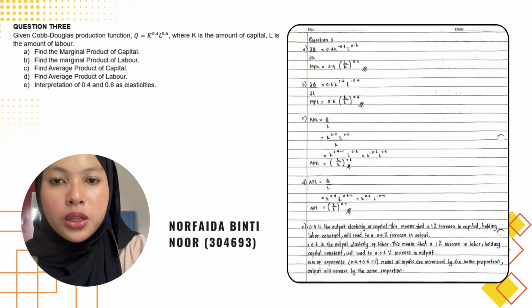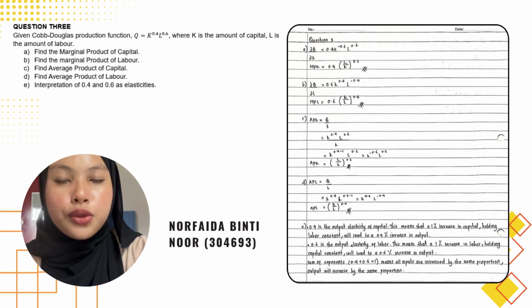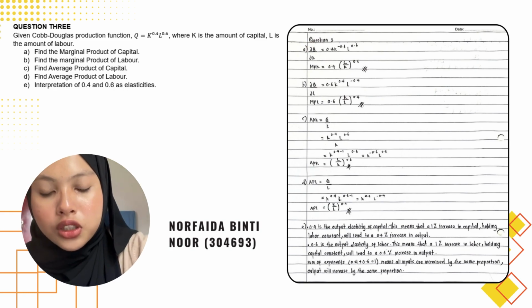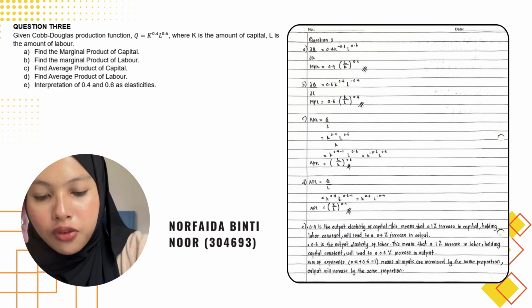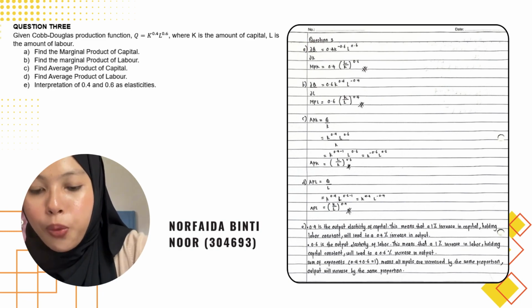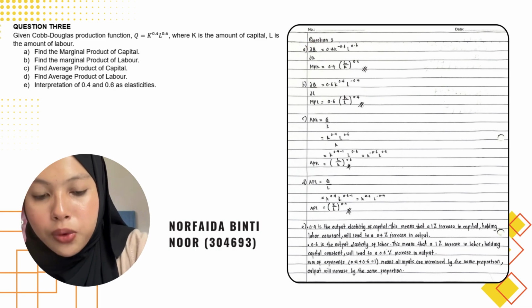Hi everyone, today I'll be explaining how to solve equations using the Cobb-Douglas production functions. So we are given Q is equal to K to the power 0.4 L to the power 0.6, where K is capital, L is labor. For question A, we need to find the MPK. To find the MPK, we need to take a partial derivative of Q with respect to K. So we get the answer 0.4 K to the power negative 0.6 L to the power 0.6. So we arrange our final answer becomes 0.4 times L over K to the power 0.6.